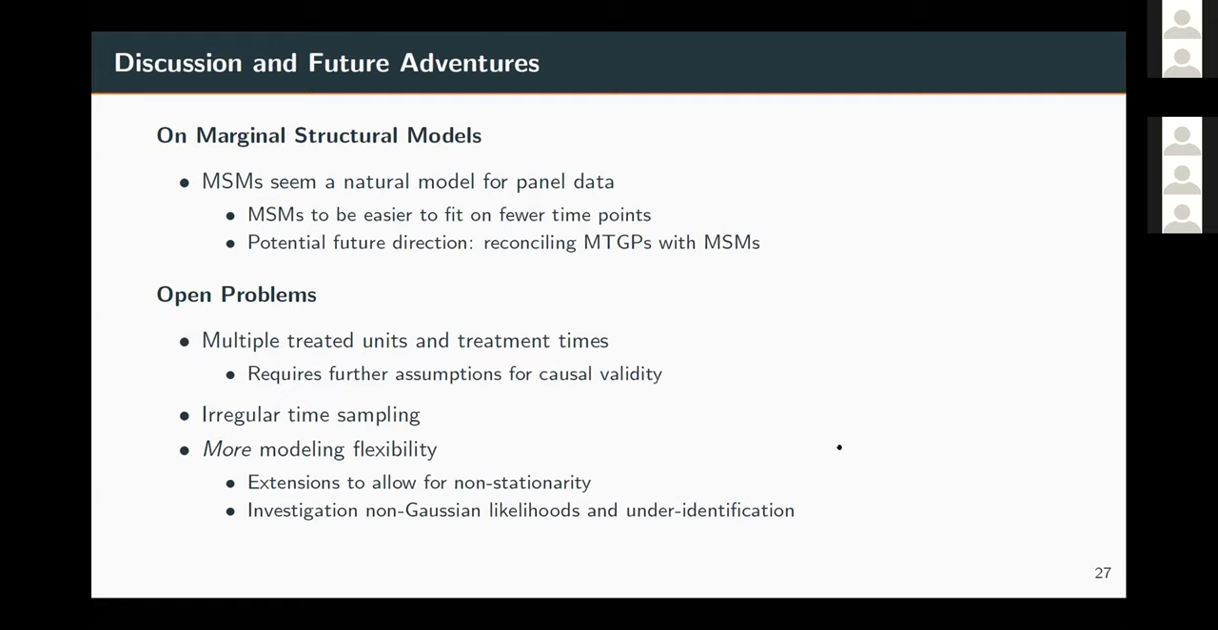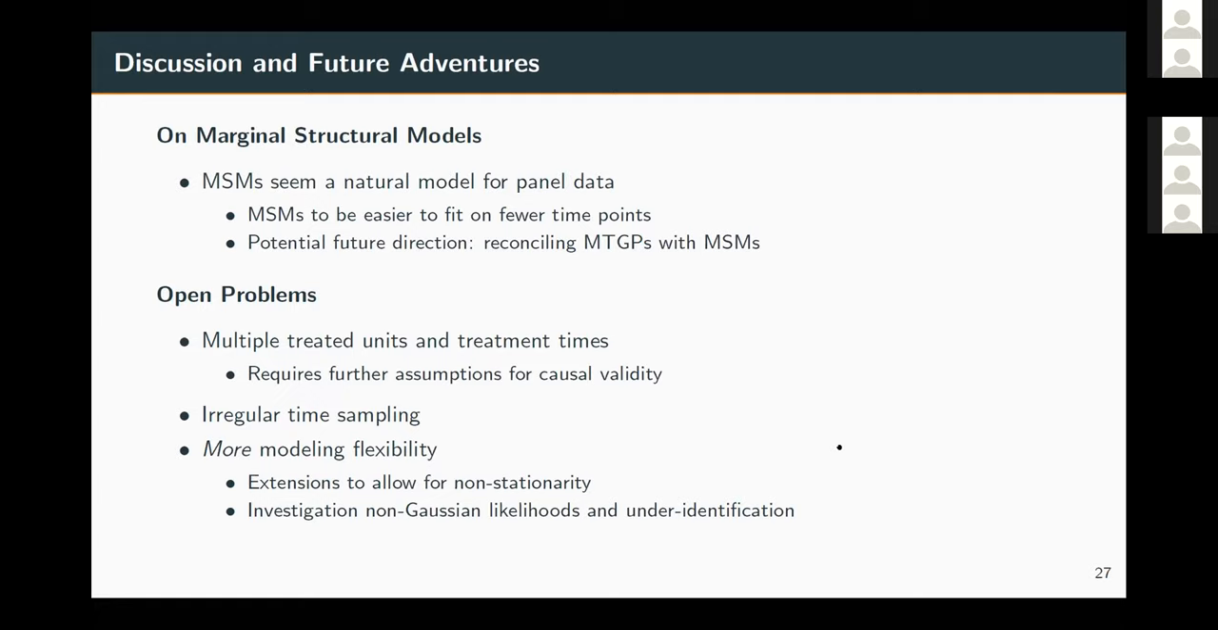And so one thing to think about, and I'd be happy to hear from people that know more about MSMs than me, is what are your thoughts on reconciling the NTGP approach to panel data with marginal structure models? And then beyond that, there's a lot of open problems. Some of them are pretty straightforward by virtue of what NTGPs allow, and some of them are a little bit more complex.